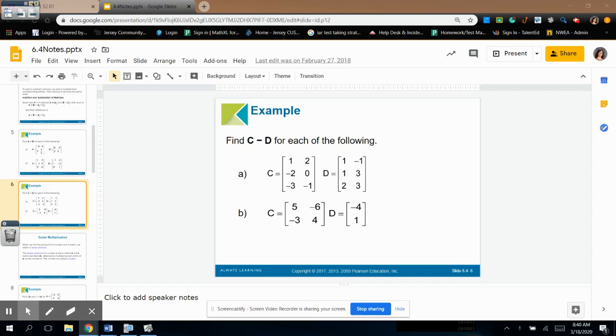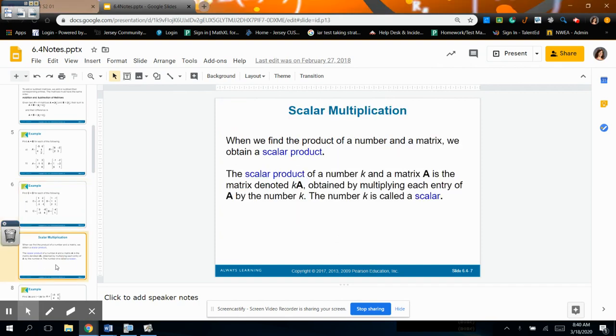Okay, this should be the rest of 6.4. I think I have it figured out, but we will see because it's a learning curve. Okay, we're going to talk about scalar multiplication now. Scalar multiplication you're going to like and you're going to think it's easy.